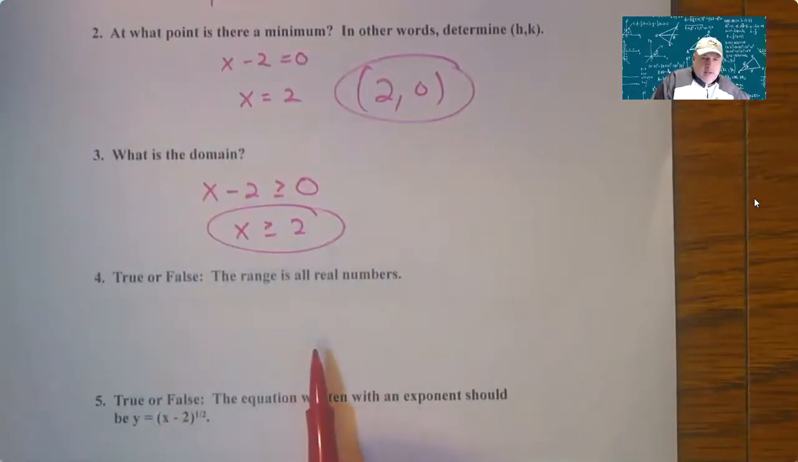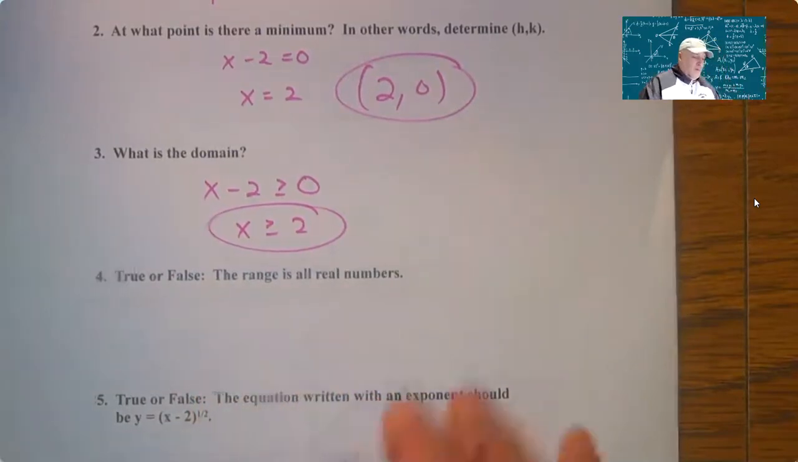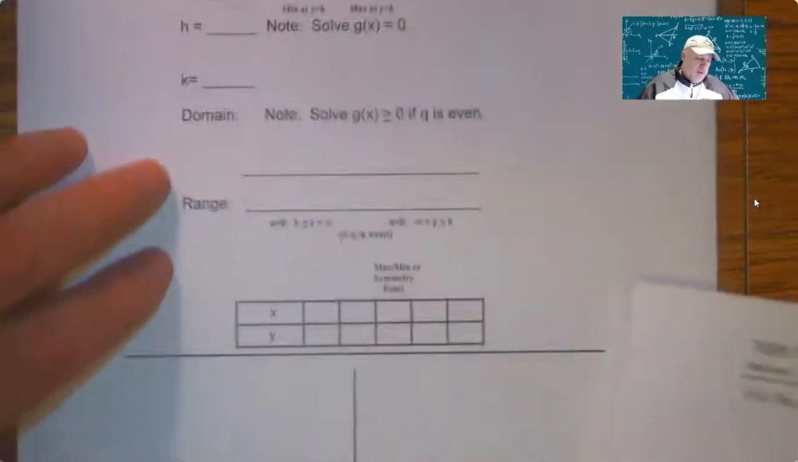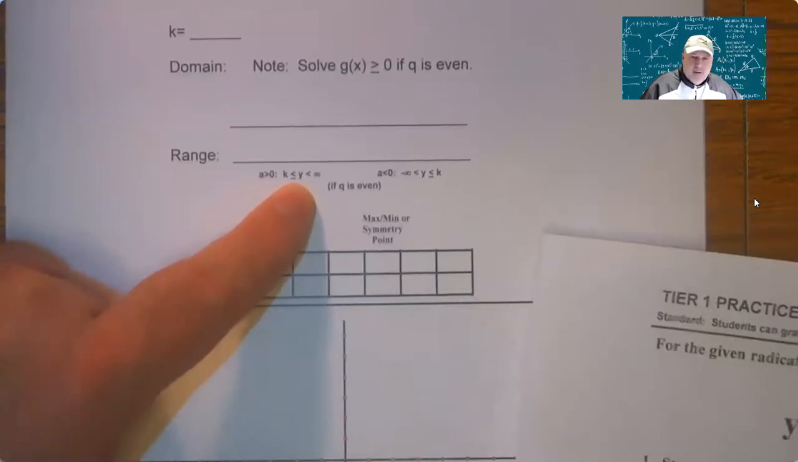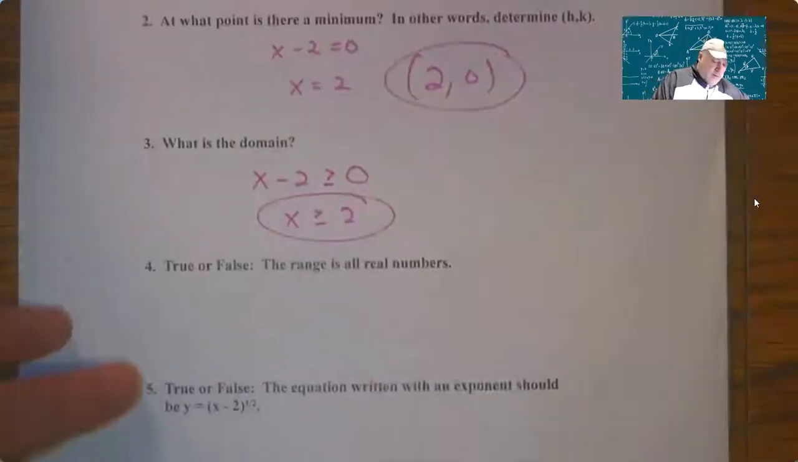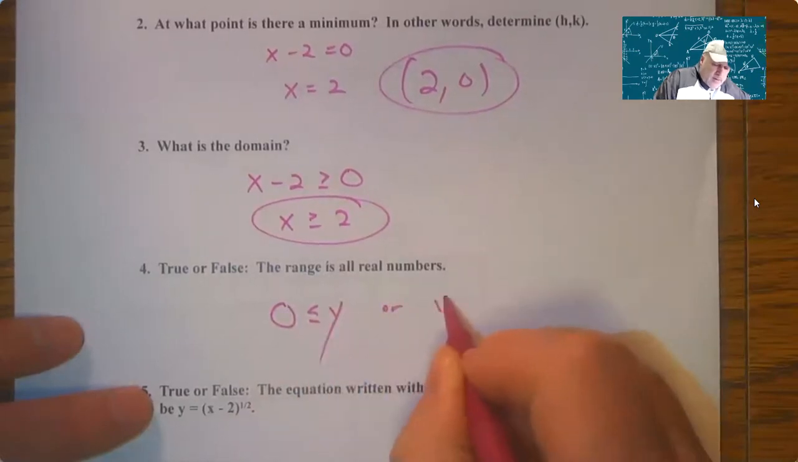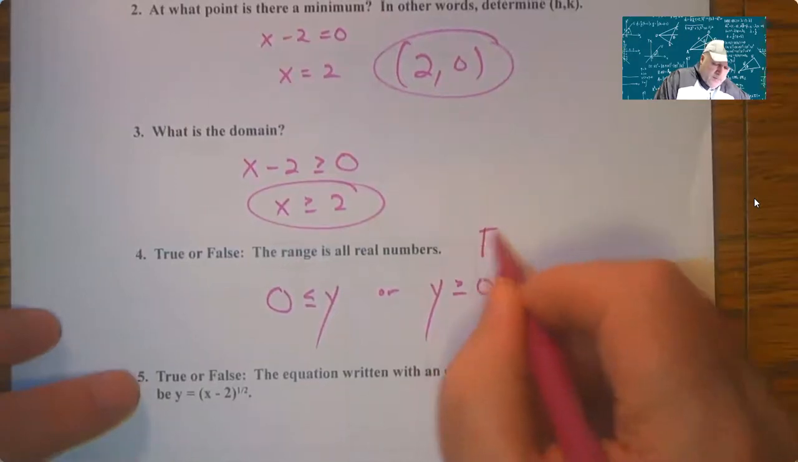True or false, the range is the set of all real numbers. So you can look at this. This is where you take the K. You might want to look right here. So A is positive, so you take this. So 0 is less than or equal to y, or y is greater than or equal to 0 is the range. So this is false.